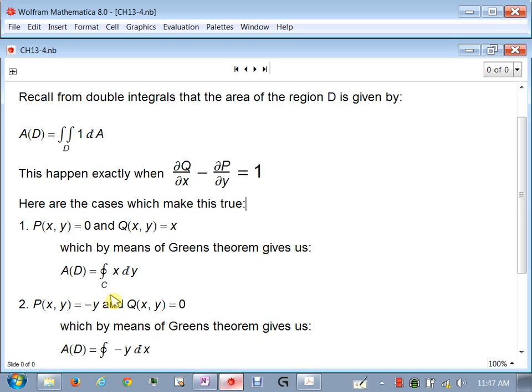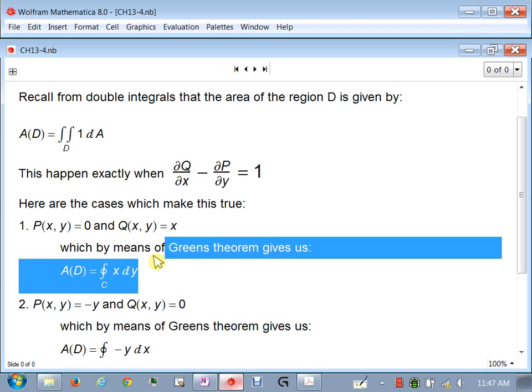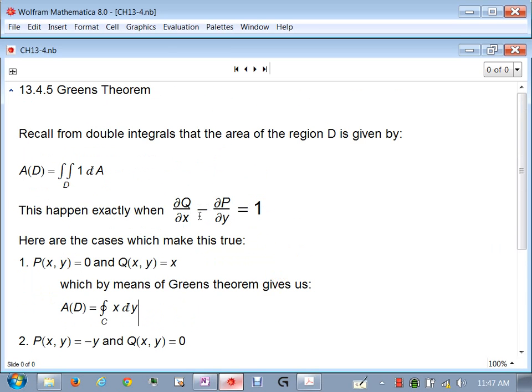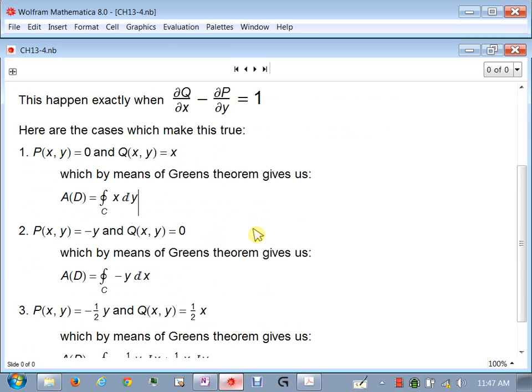So there's a new formula. This is an important thing. If you want the area of the region D, you could do the double integral of 1, or instead, you could do the line integral around the curve of just X dy, and you'll get the same answer. Or what's another way I could have made this part inside Green's theorem 1? I could have let my P be negative Y and my Q be 0. So go over here and compute this. Partial of Q with respect to X would be 0, minus partial of P with respect to Y, which would be negative 1, and minus the negative 1 is 1.